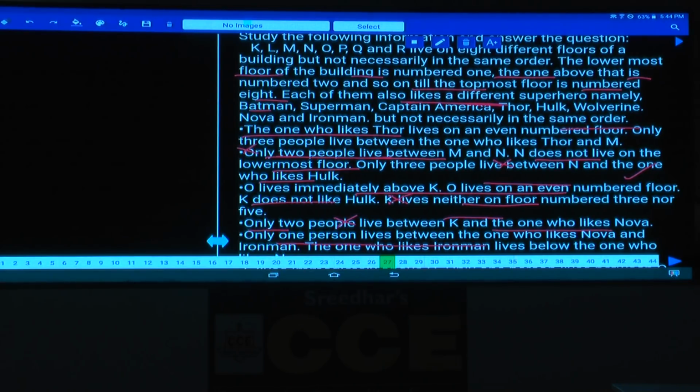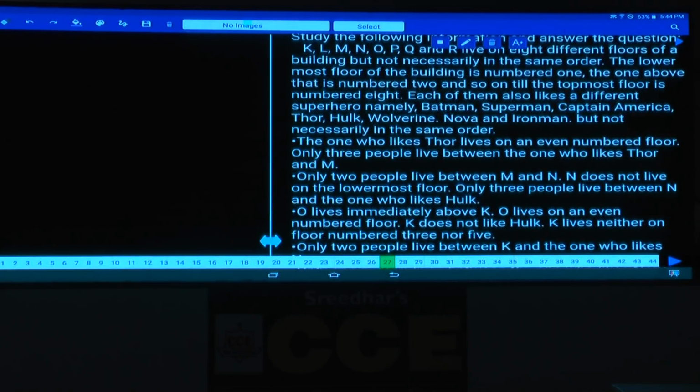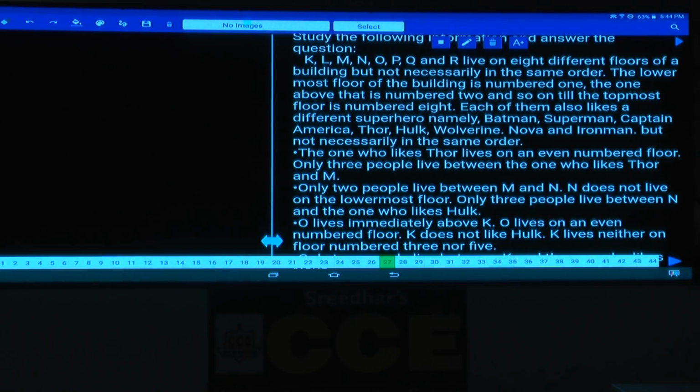26. Then 27 to 32. Now in this 27 to 32, what is given here? KLMN, OPQR live on 8 different floors of a building, not necessarily in the same order. Now 8 floors are there. Floor arrangement. Whenever this floor arrangement is given, fix the floors at the center. 8, 7, 6, 5, 4, 3, 2, 1 is the order in which these 8 floors are arranged.